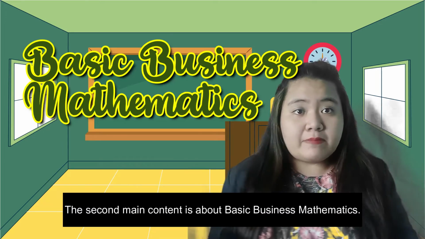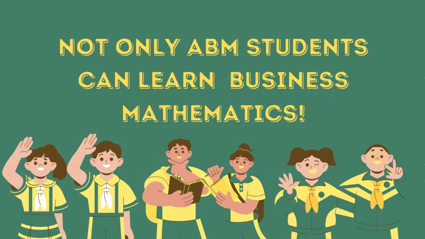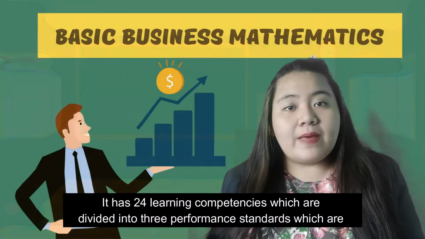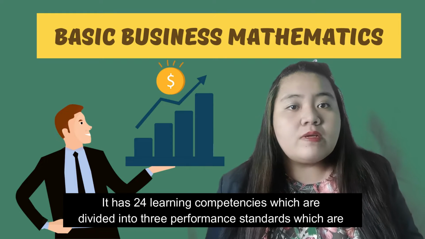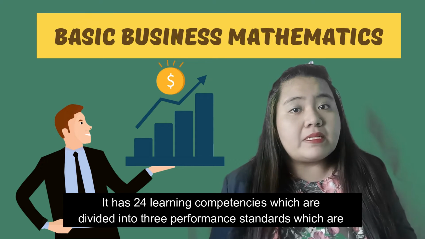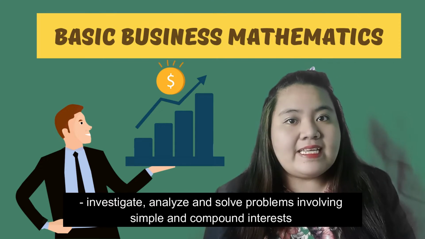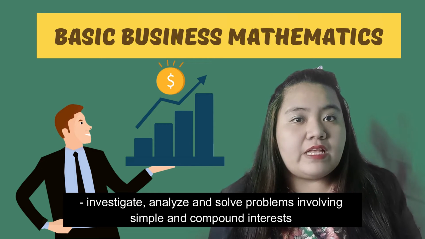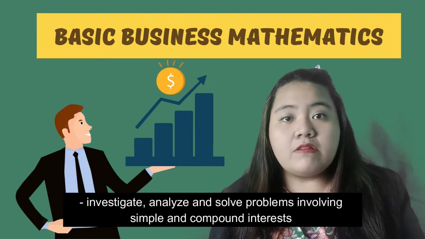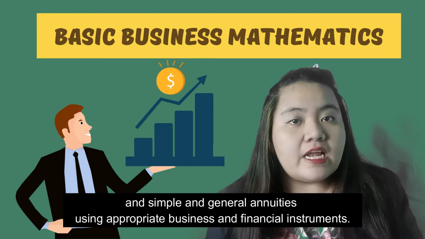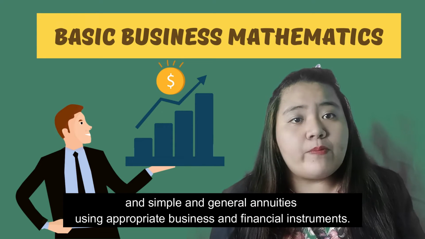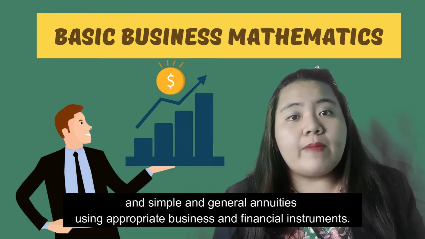The second main content is about basic business mathematics. Yes, you have heard it right. Not only ABM students has the privilege to study business mathematics. It has 24 learning competencies which are divided into three performance standards which are investigate, analyze, and solve problems involving simple and compound interests and simple and general annuities using appropriate business and financial instruments.